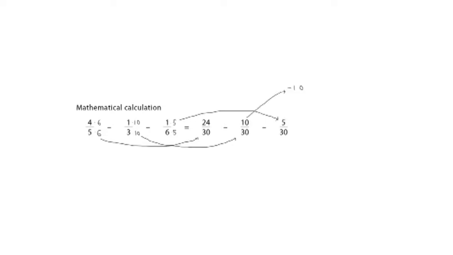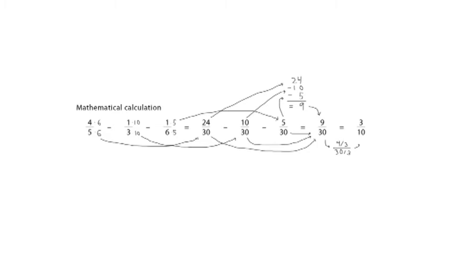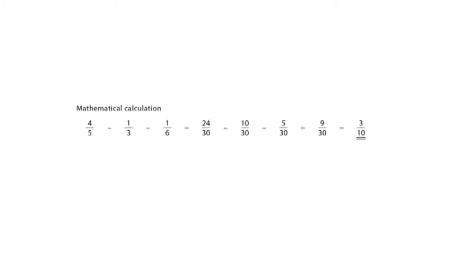Multiply 4 and 5 with 6 to get 24 30s. Multiply 1 and 3 with 10 to get 10 30s. Multiply 1 and 6 with 5 to get 5 30s. Subtract 10 and 5 from 24 to get 9 30s, which is equal to 3/10, and that is the correct answer. Two lines under the answer and the task is done.